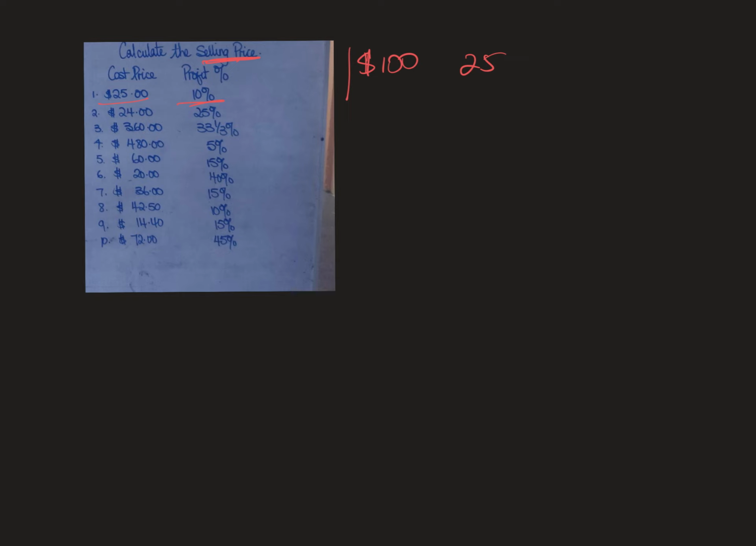So in this question, we have the cost price. So cost price is equal to $25. This is what we pay for it. Profit is what we add on to the original price and then we sell it for that.